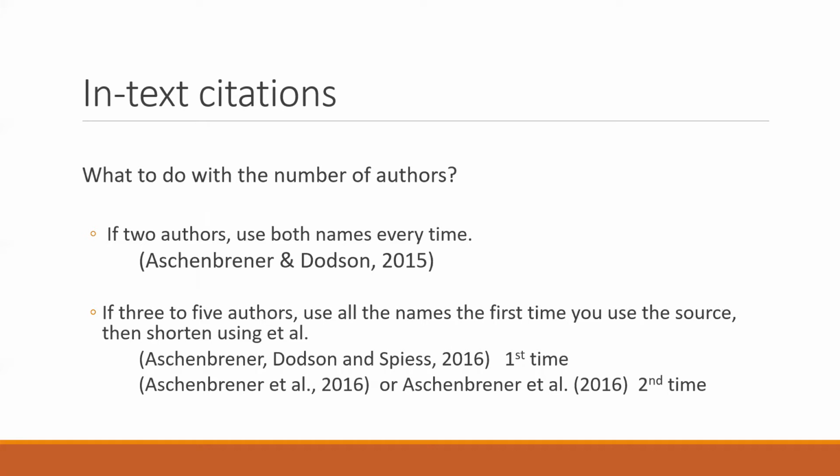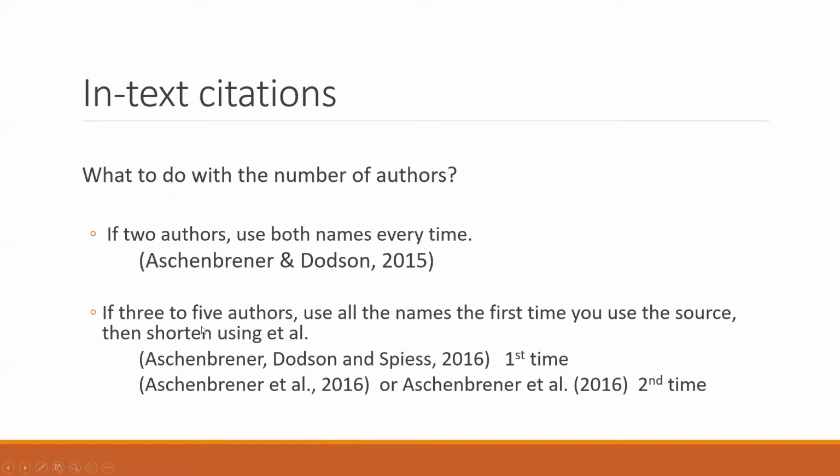So with these in-text citations, we have this question now. What do we do with the number of authors? And there are some formal rules for this. This presentation will be uploaded as a PowerPoint file, as a PDF file, and you'll see this in the video that you're currently watching. So take your time going through this. Make sure you have an understanding. You will lose points for this in the future, starting with homework assignment number 3, if you don't follow APA citation style correctly. So if you have 2 authors, we use both author names every time, Aschenbrenner and Dodson.